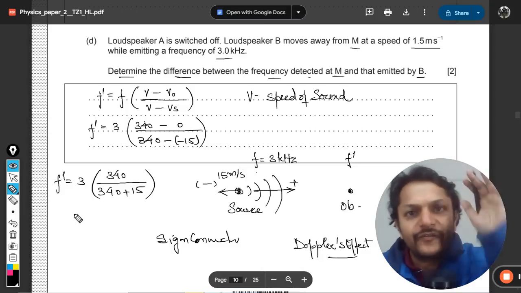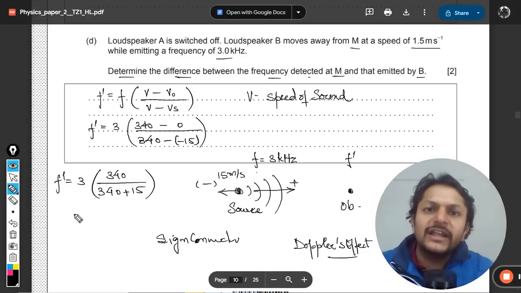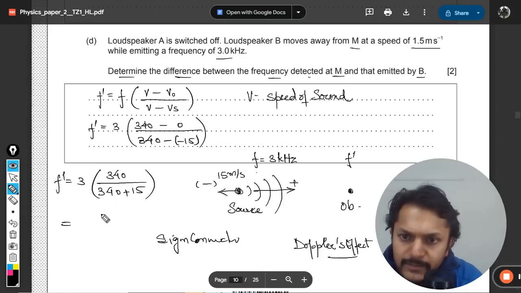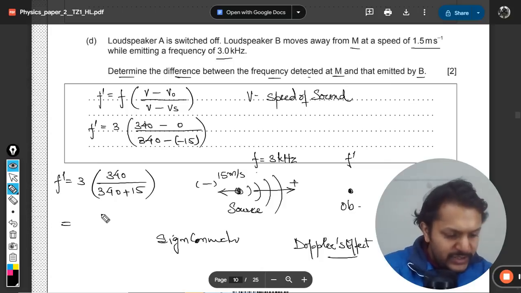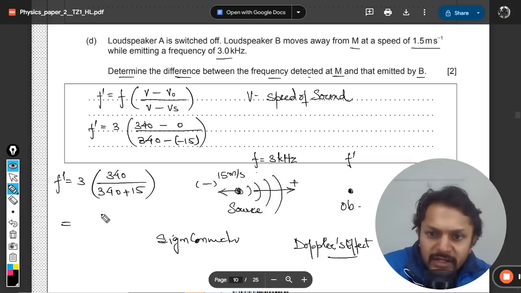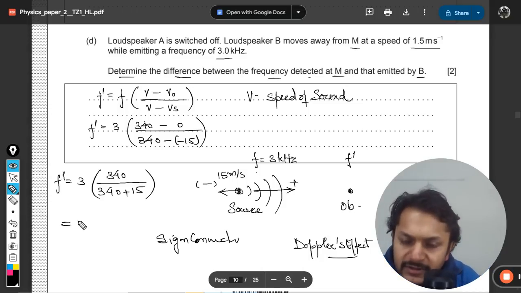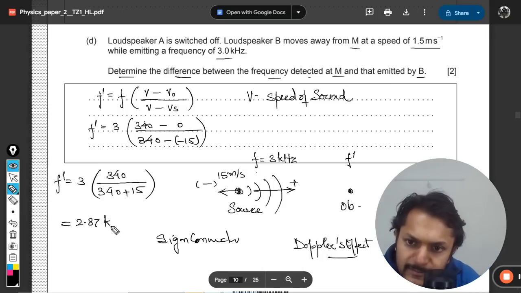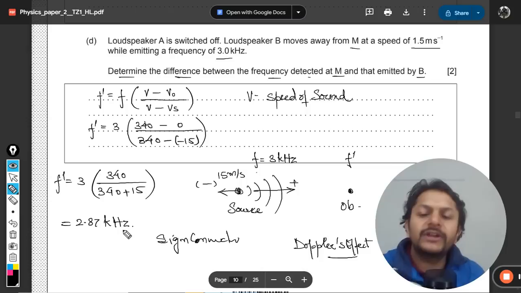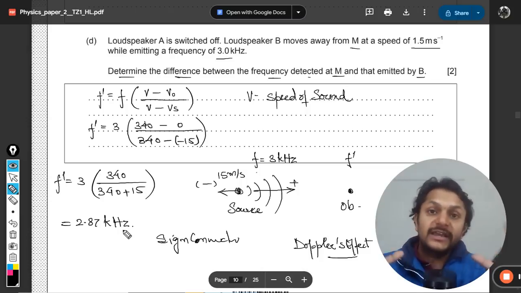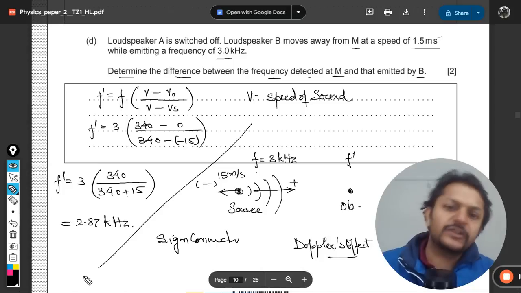This is our final equation. Use the calculator and find the value. So it is going to be 340 multiplied by 3 divided by 340 plus 15. Yeah, so I would be getting the answer 2.87. 2.87 kilohertz is the correct answer for this question.